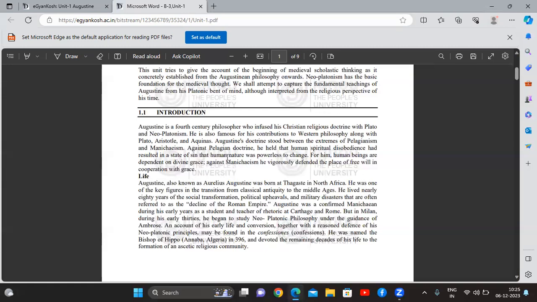Augustine is a 4th century philosopher who infused his Christian religious doctrine with Plato and Neoplatonism. Now, the period usually given for medieval philosophy is the 5th century Common Era to the 15th century Common Era. But Augustine came a little bit before the 5th century. He came from the 4th century, but this is the 4th century Common Era, so do make a note of that. CE, 4th century CE, that's his time.